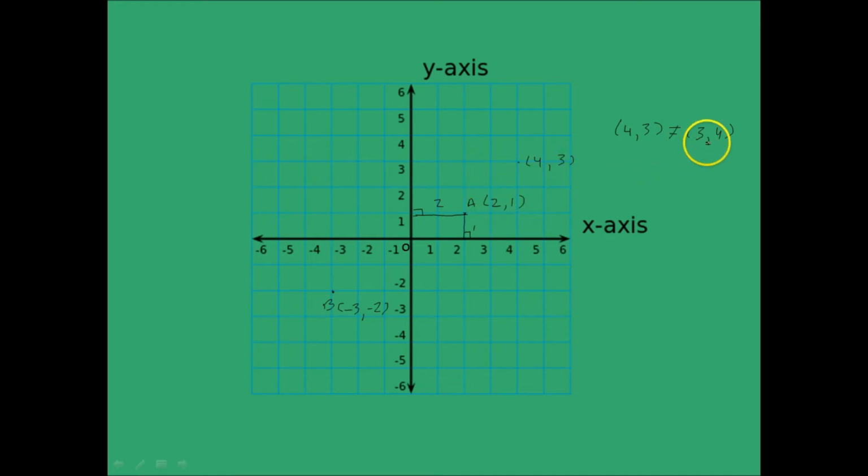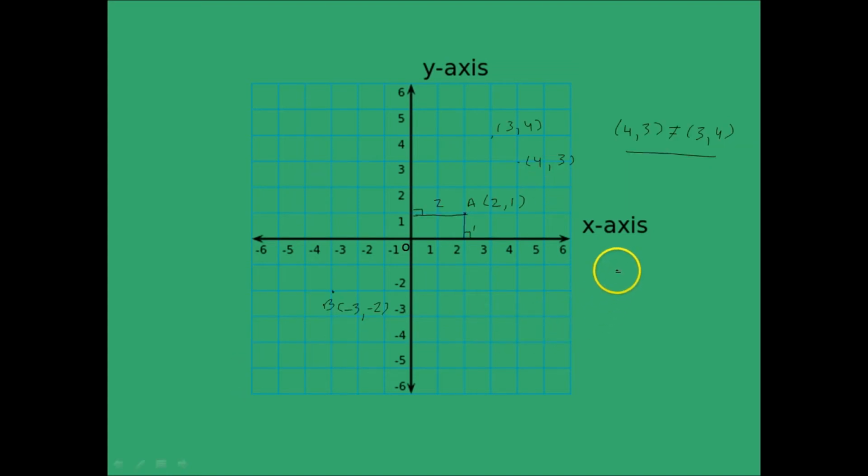And if you were to talk about (3, 4), that would be 3 units from the y-axis and 4 units from the x-axis. This would be the point (3, 4). You see how (3, 4) and (4, 3) are totally different points. And so therefore, the coordinate representation of points in a Cartesian plane are ordered sets, and the order in which they are listed is important.